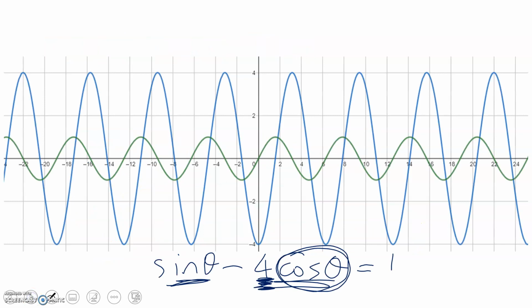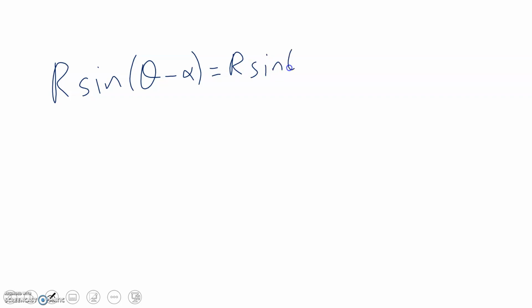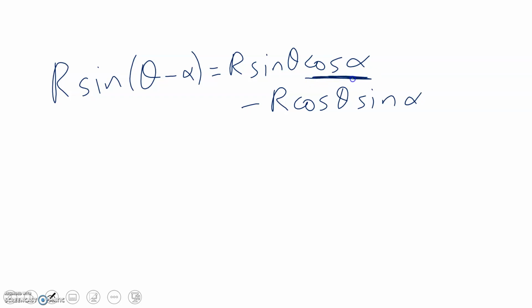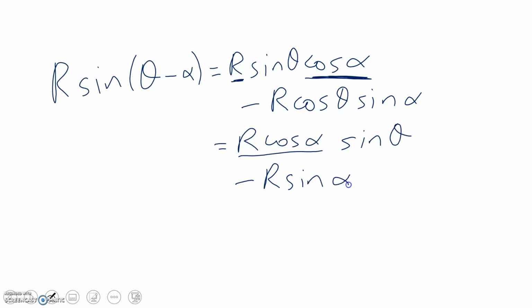Right, so how are we going to start this? Well, if we're given the form that we want to work towards, all we do is we expand out this and then we match up the coefficients. So we get r sine theta cos alpha minus r cos theta sine alpha. And it's worth, if you're just doing this for the first time, rewriting it in the order r cos alpha sine theta minus r sine alpha cos theta. Then we've got two equations.